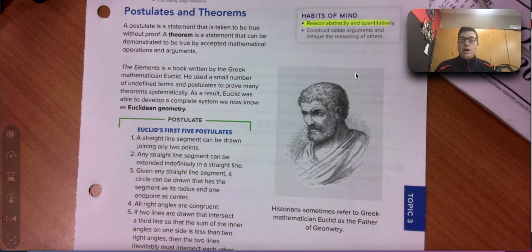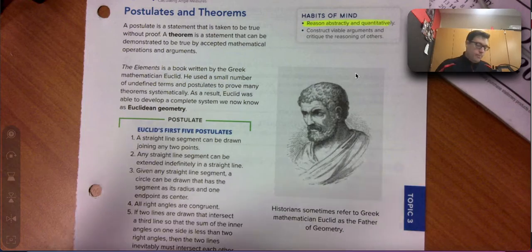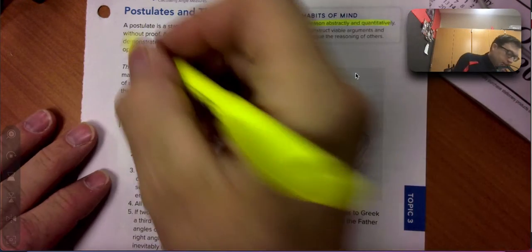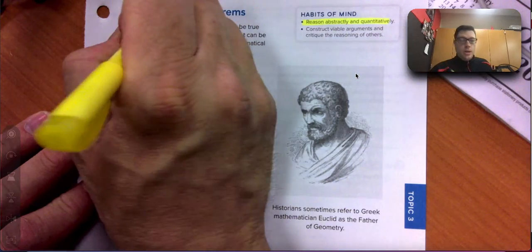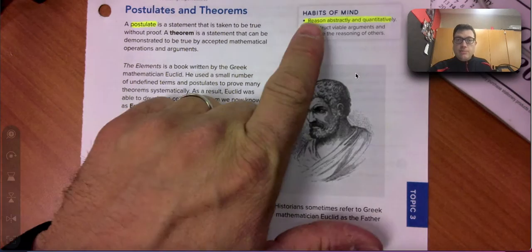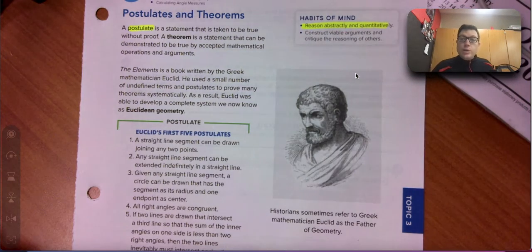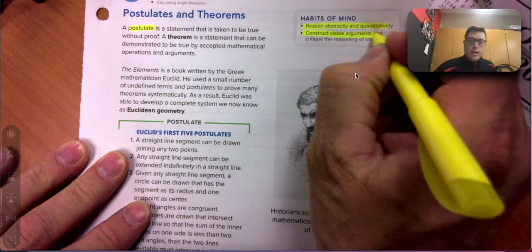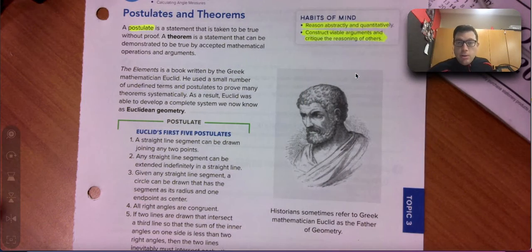And it's this idea of a postulate and a theorem. A postulate, so let's highlight. First of all, by the way, sorry, I started to highlight over here the habits of mind. Do the same as well. Highlight reason abstractly, quantitatively. Highlight construct viable arguments and critique the reasoning of others, because that's what we need to do today.